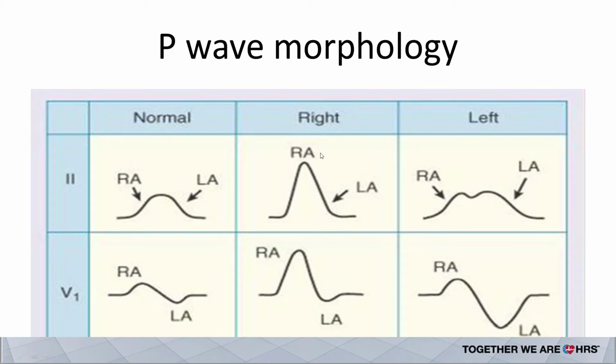In the presence of right atrial enlargement, the P wave is high up. It is peaked in lead 2 and mainly positive. The positive part is bigger than the negative part in V1. When we have left atrial enlargement, then the second part of the P wave in lead 2 is the bigger one, and this makes it a bifid P wave, and the negative part in V1 is bigger, and this makes it this shape.